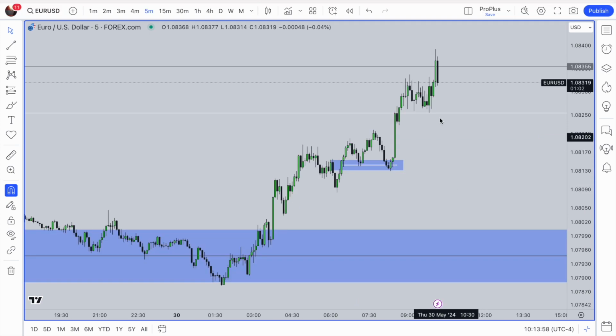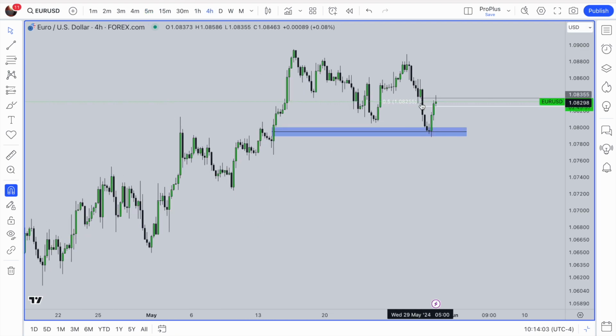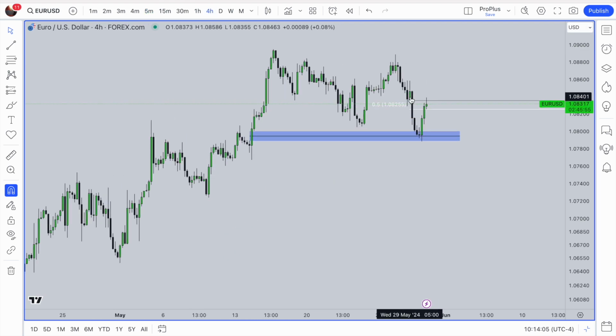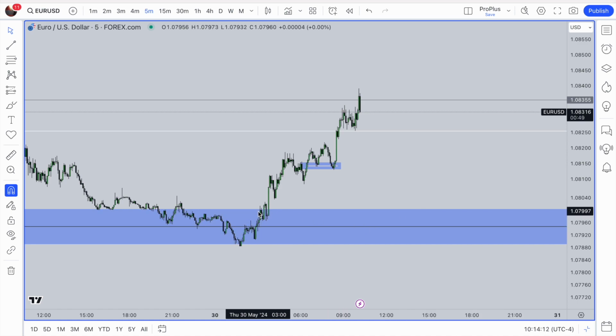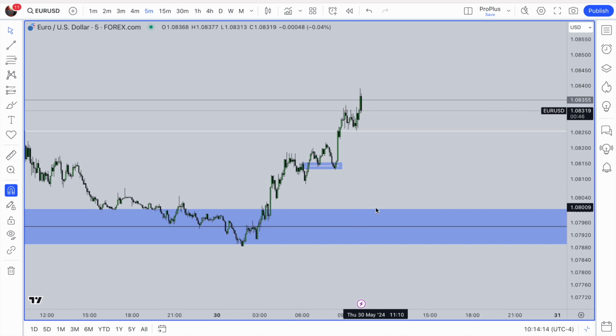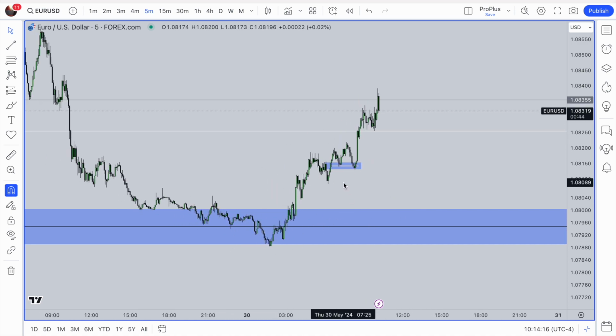Okay, so target's been hit, which is the high of this 4 hour SIBI, and then also it tapped into the bearish order block. So quite a nice move for London session and New York session. And that is how I got the bias for being long for Euro during these sessions.